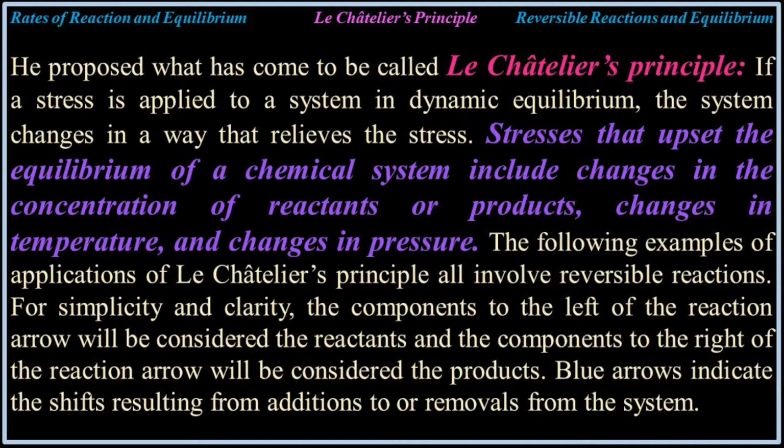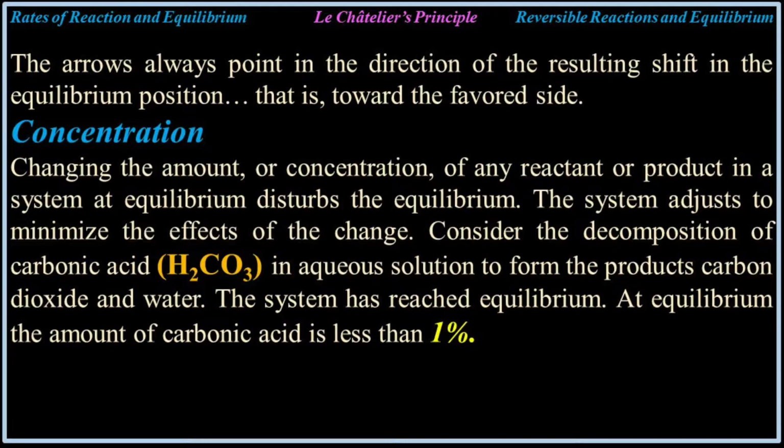The following examples of applications of Le Chatelier's principle all involve reversible reactions. For simplicity and clarity, the components to the left of the reaction arrow will be considered the reactants, and the components to the right of the arrow will be considered to be products. Blue arrows indicate the shifts resulting from additions to or removals from the system. The arrows always point in the direction of the resulting shift in the equilibrium position, that is, toward the favored side.